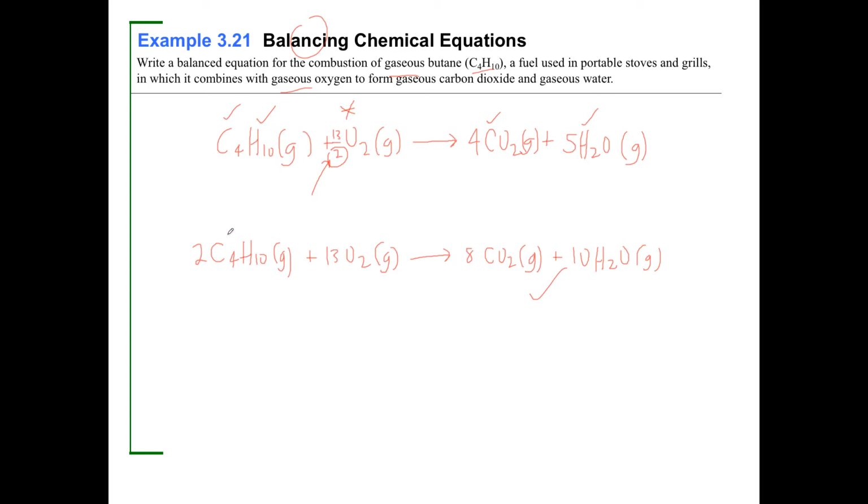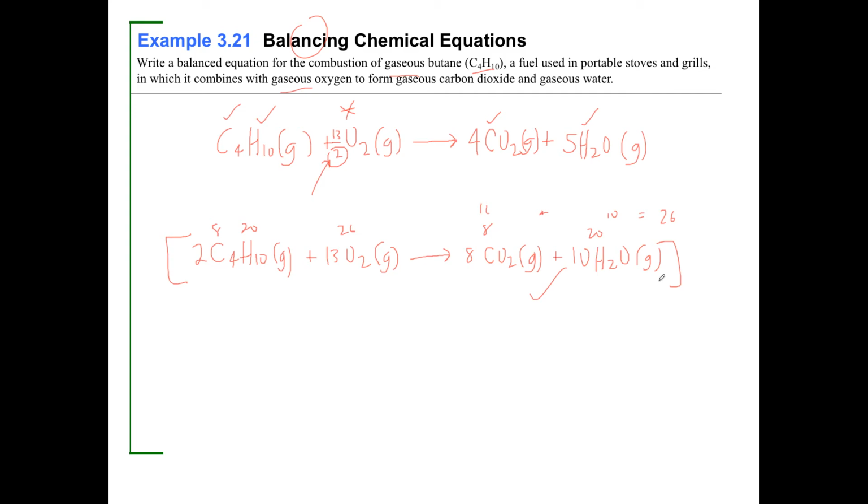You know what, let's go through and check one more time, okay? There's 8 carbons over here and 8 over here, okay? How many hydrogens? 20 over here, and 2 times 10 is 20, okay? Now oxygens, 26 over here, see 13 times 2, and this is 16 over here plus 10 equals 26. Okay, so this is my answer. And we're done with example 13.21.